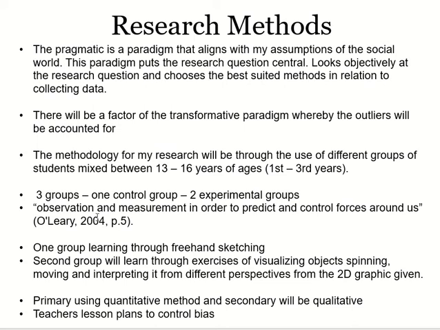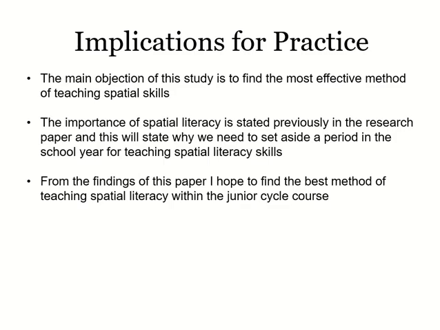The methodology, as I said before, will be based on the junior cycle, so age between maybe 12, maybe 13-year-olds to 16-year-olds. The three groups that will be given: one will be the control group and two experimental groups. In the two experimental groups, one group might be learning through the likes of freehand sketching, and the second group will be learning through the exercise of visualizing, spinning, moving and interpreting from different perspectives from 2D graphics given in the workbook they might be given during the few weeks that they do the experiment. Whereas the third group then is your control group that's being taught the general way that the teacher has been teaching previous to now.